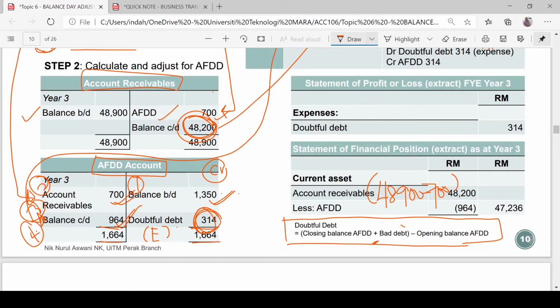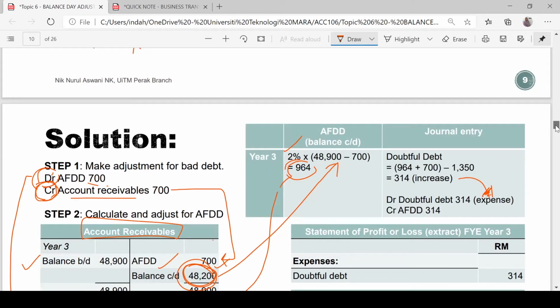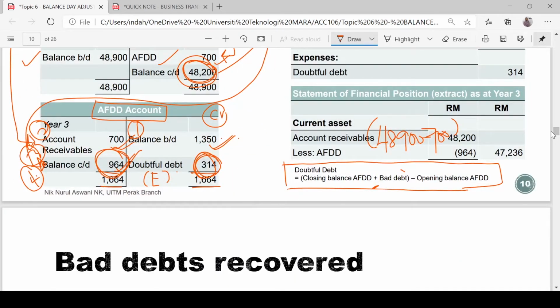Less AFDD, this one, 964, or the amount that you have computed above. So that is your balance CD. That balance CD will appear in your statement of financial position.